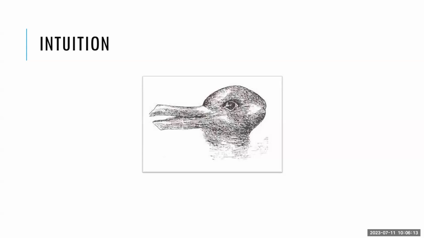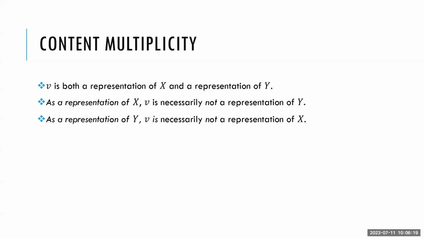So that's where the weirdness comes from, because in cases of content multiplicity, we want to say that V is both a representation of X and a representation of Y, but we also want to say that as a representation of X, it's not a representation of Y, and as a representation of Y, it's not a representation of X. And that is weird, right? It seems like it should be contradicting somehow, but we want to say that it's not. So how do we do that?